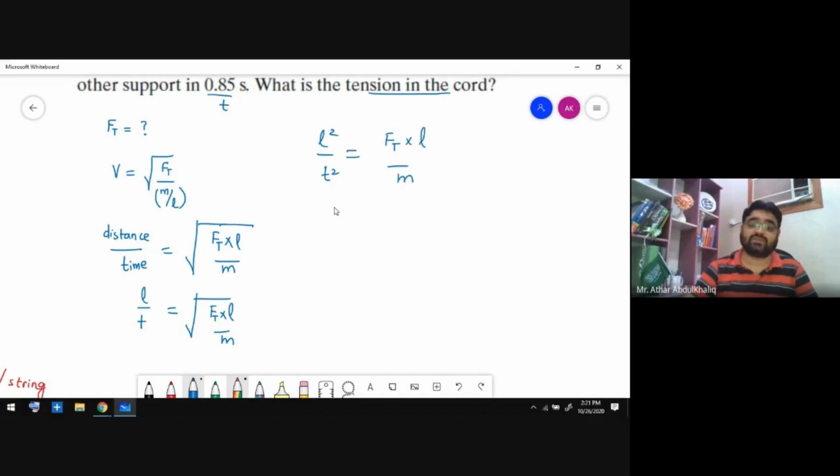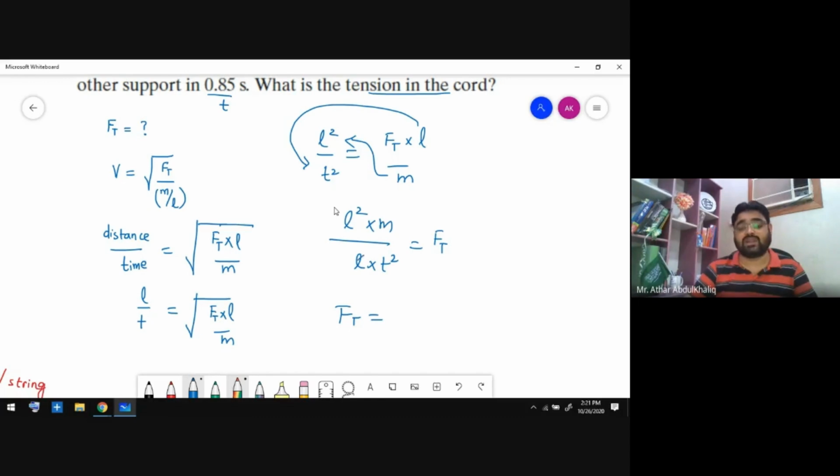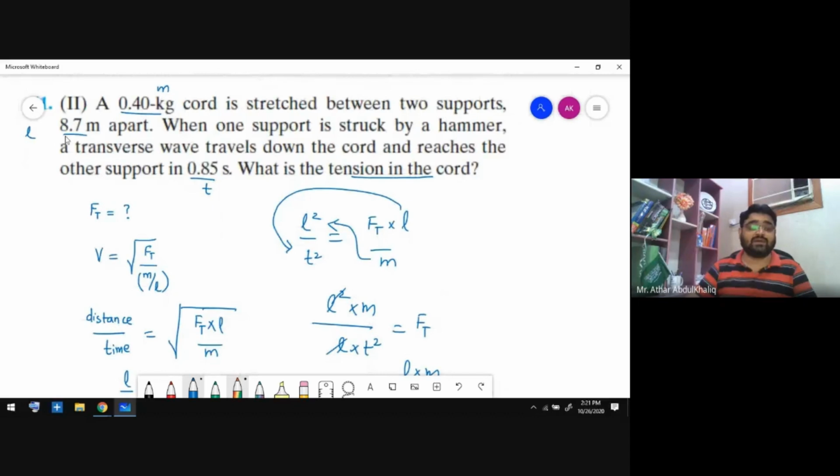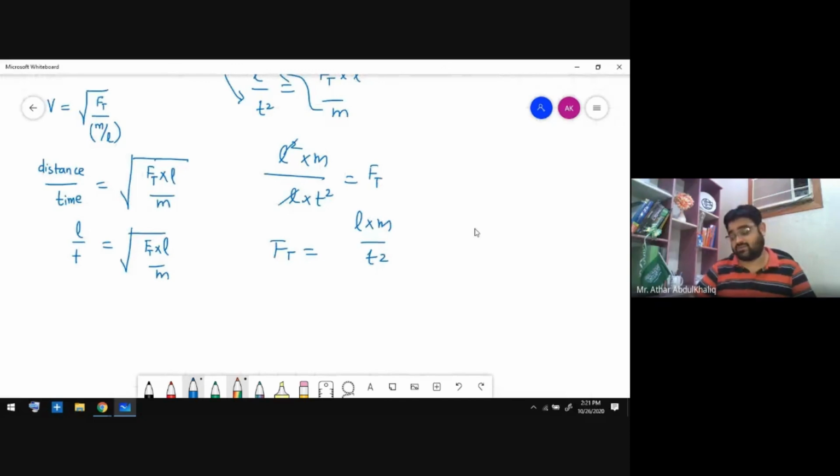I need to find Ft, so this L on the other side will go and divide, and this M on the other side will multiply, so it will become L square times M over L times T square is equal to Ft. So finally, Ft is equal to, L square and L cancelled, so L times M over T square. Now you have all the data. If you look at the question, you have L 8.7, M 0.4, and T 0.85. Just substitute the values.